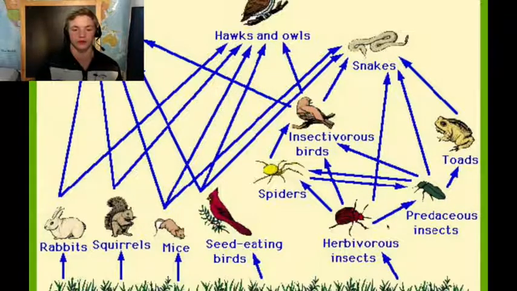Just for one example, look at one chain. We have the first trophic level as the plants. The second level is the herbivorous insects. A third trophic level could include spiders. A fourth trophic level could be the insectivorous birds, and a fifth level could be snakes or hawks and owls. And that's just one food chain of the many different food chains that are in this web.